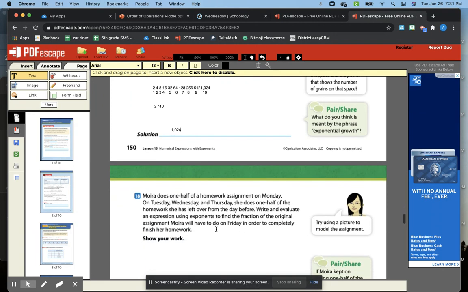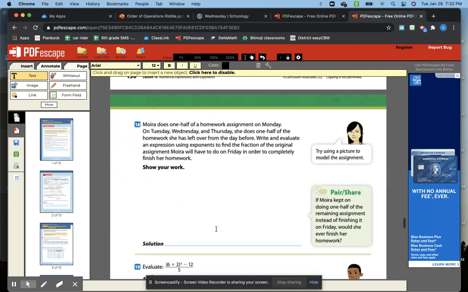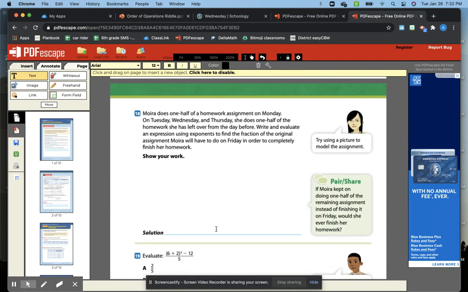So Maura does 1/2 of a homework assignment on Monday. On Tuesday, Wednesday, and Thursday, she does 1/2 of the homework she has left over from the day before. Write and evaluate an expression with exponents to find the fraction of the original assignment. Well, we're going to skip that one, because I think I want you all to stick with whole numbers for now.